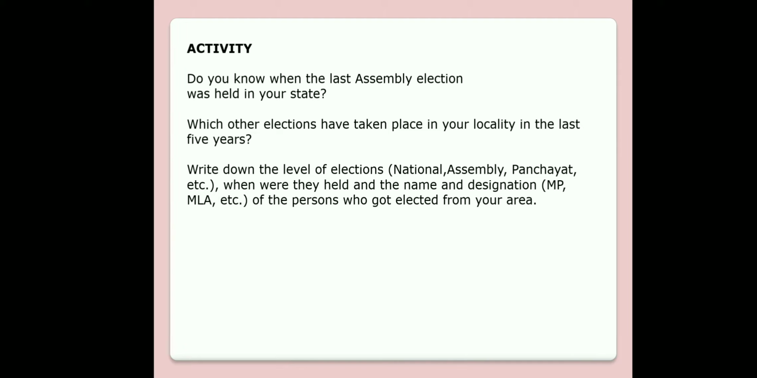Try to find out how it is carried out in your locality, that is in your town, city or village.